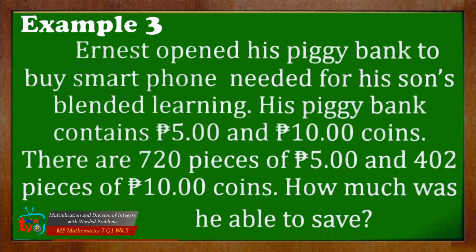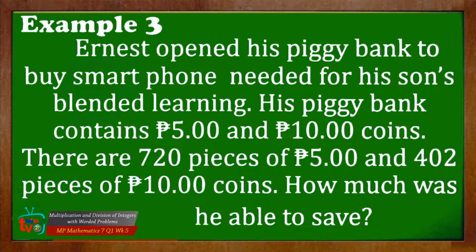Next example. Ernest opened his piggy bank to buy a smartphone needed for his son's blended learning. His piggy bank contains 5 and 10 coins. There are 720 pieces of 5 and 402 pieces of 10 coins. How much was he able to save?